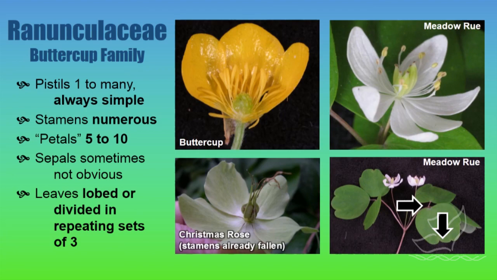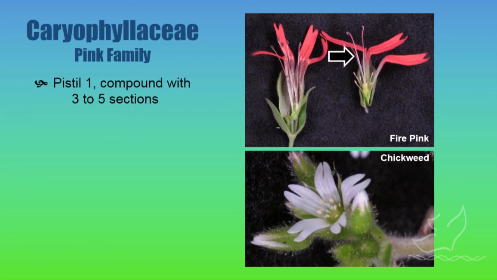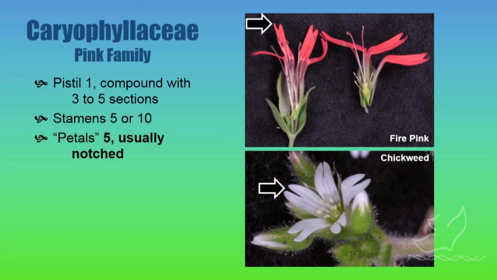So that is the Ranunculaceae. Next we have the Caryophyllaceae, or the pink family. In the Caryophyllaceae, there is 1 pistil which is compound, and generally with 3 to 5 sections. And in this illustration, you see there are 3 stigmas and styles coming off the ovary, indicating the 3 sections. Stamens are generally either 5 or 10, and I think in both these cases, the fire pink and the chickweed, there are 10 stamens. Petals are 5 and usually notched.